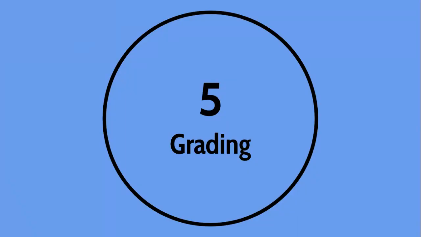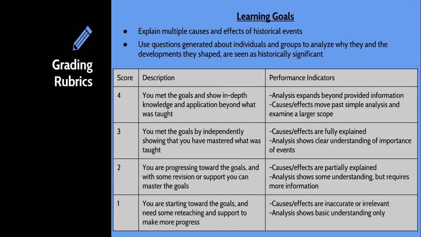Now let's talk about how you're going to be graded on this project. So we have the two learning goals listed at the top. You'll see that this is the rubric that is going to be used for each of your trading cards. And it's on a scale of 1 to 4, just like all of our standards-based assessments, where 4 is exceeding the standards and 1 is beginning to work toward the standards. And you can see the performance indicators given in the right-hand column to give you an idea of what you need to do to perform at each level.